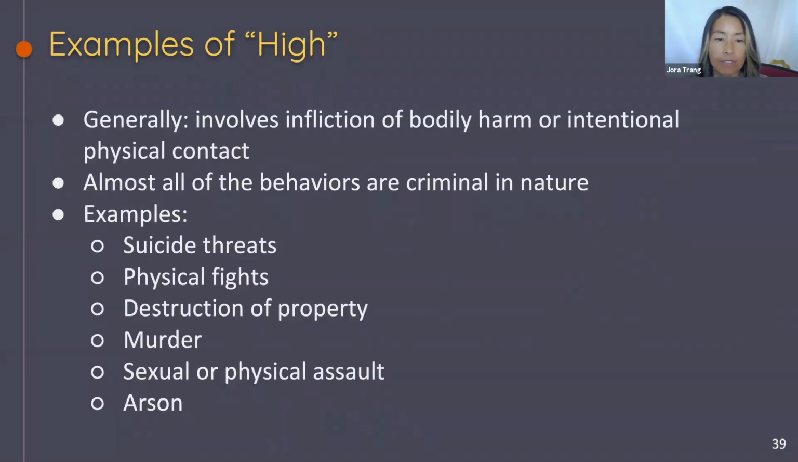So examples of high. Lastly, the high end of the workplace violence spectrum includes the infliction of bodily harm or intentional physical contact. Almost all of the behaviors are criminal in nature and should involve law enforcement. The most serious type of violence is homicide, but pushing, shoving, kicking, biting, etc. all fall into the high end of the spectrum.